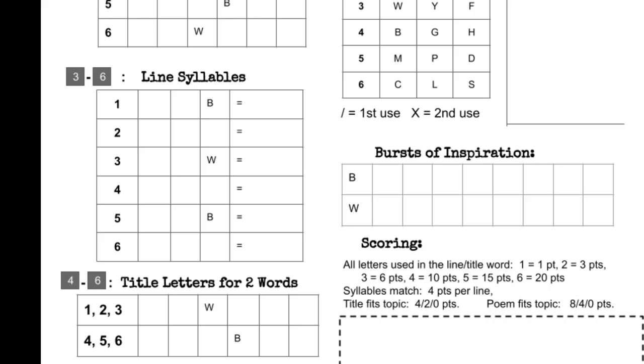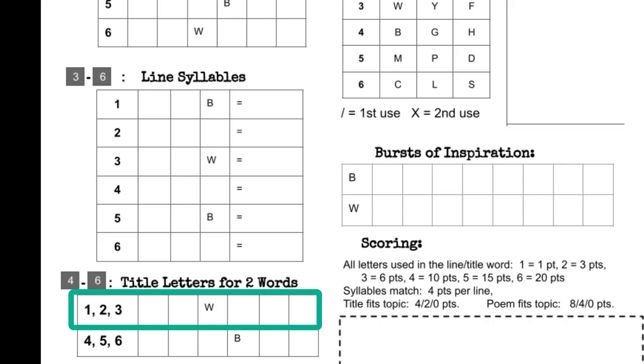The last grid is the title letters grid. You can select this if the black die is a 4 through 6. It gives you letters that must appear in 2 words of your poem's title. Here, one die tells you which word you are making a requirement for. A 1, 2, or 3 adds a requirement to this word. 4, 5, 6 is for the other word. Let's say you used a 2, so you'll add a requirement to this word.